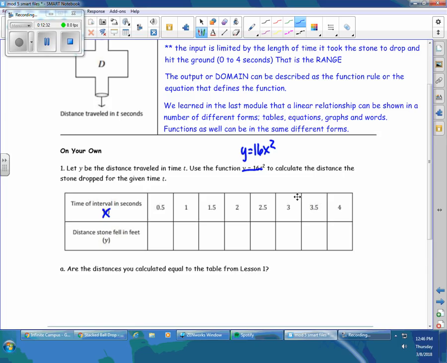So what I'd like you to do is grab your calculator and go ahead and put in 0.5 to the second power times 16. And what do you get? I got 4. Go ahead and do it with the rest of the table. So 1 to the second power, 1 times 1 is 1, times 16 is just going to be 16. Don't even need your calculator for that one. 1.5 to the second power times 16, going to be 36. 2 to the second power is 4 times 16 is going to be 64. 2.5 to the second power times 16.